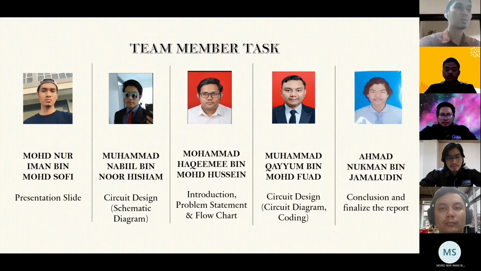Next, Muhammad QAYYUM bin Muhammad FUAD: circuit design, circuit diagram, and coding for the assignment. Next, me, Muhammad Noor Iman bin Muhammad SOFI. I am doing the presentation slides. And lastly, Ahmad Nukman bin JAMALUDIN, conclusion and finalizing the report formatting.